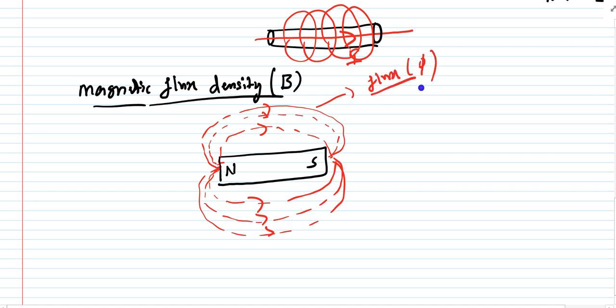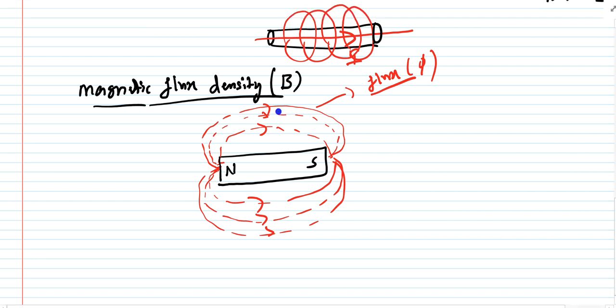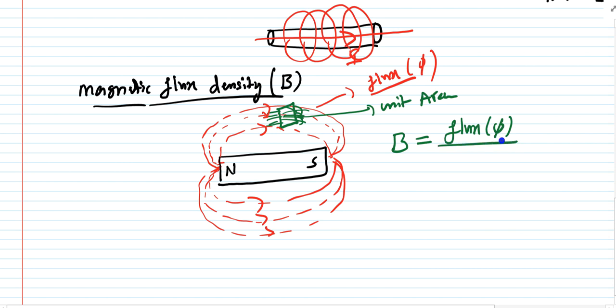You can denote the flux by phi. Suppose you create a unit area in these magnetic lines of force. How many magnetic lines of force, or how much magnetic flux, is going through this unit area? That is nothing but the magnetic flux density. B can be defined as the flux phi going per unit area.